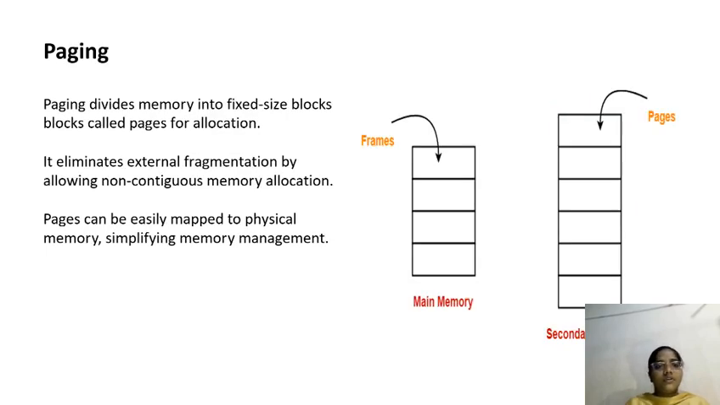Next, I'm going into the topic of paging. Paging divides memory into fixed-size blocks called pages for allocation. It eliminates external fragmentation by allowing non-contiguous memory allocation. Pages can be easily mapped to physical memory, simplifying memory management. We can see an example of paging like this. Frames like this. Frames are directly moved into the main memory. Pages are first moved into the secondary memory.